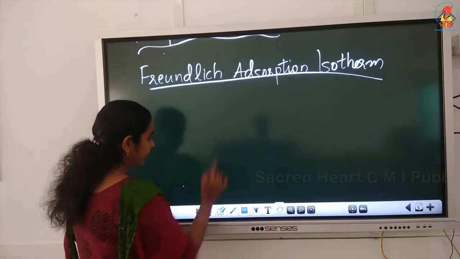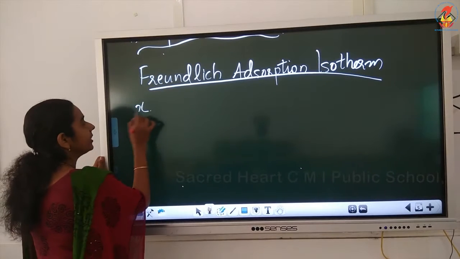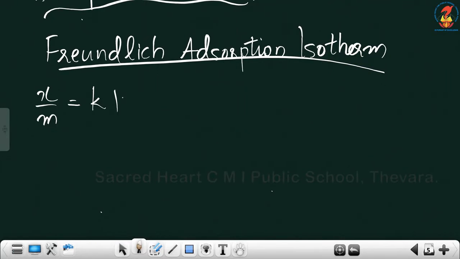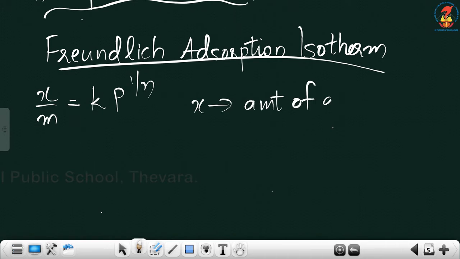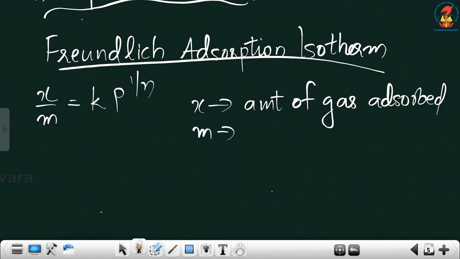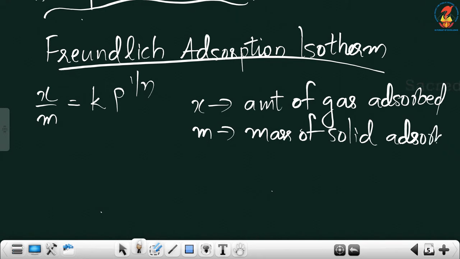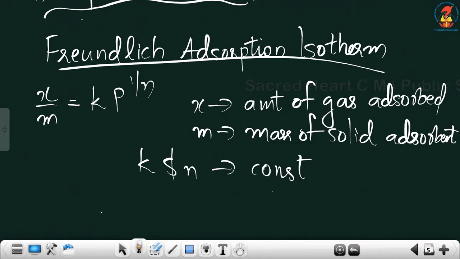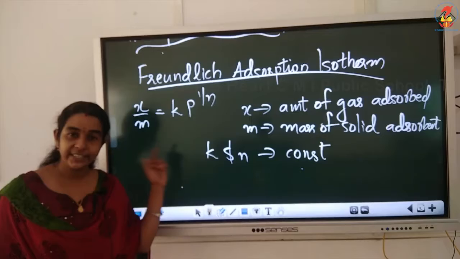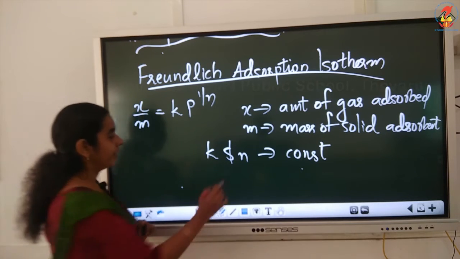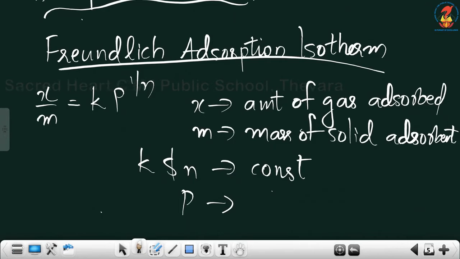The relation can be written as x by m is equal to k into p raised to 1 by n, where x is the amount of gas adsorbed, m is the amount or mass of solid adsorbent, k and n are constants which depend on the nature of adsorbate as well as the nature of adsorbents. Now pressure, we know, capital P represents pressure.